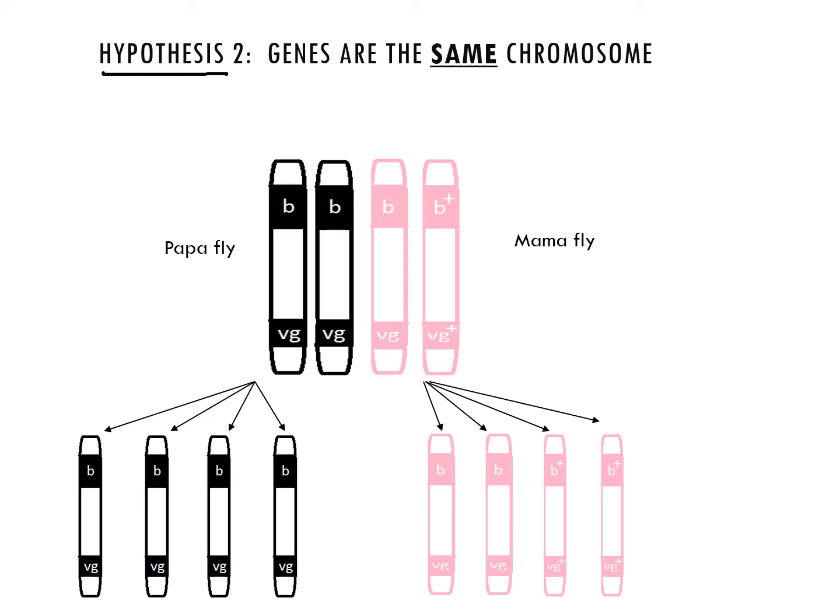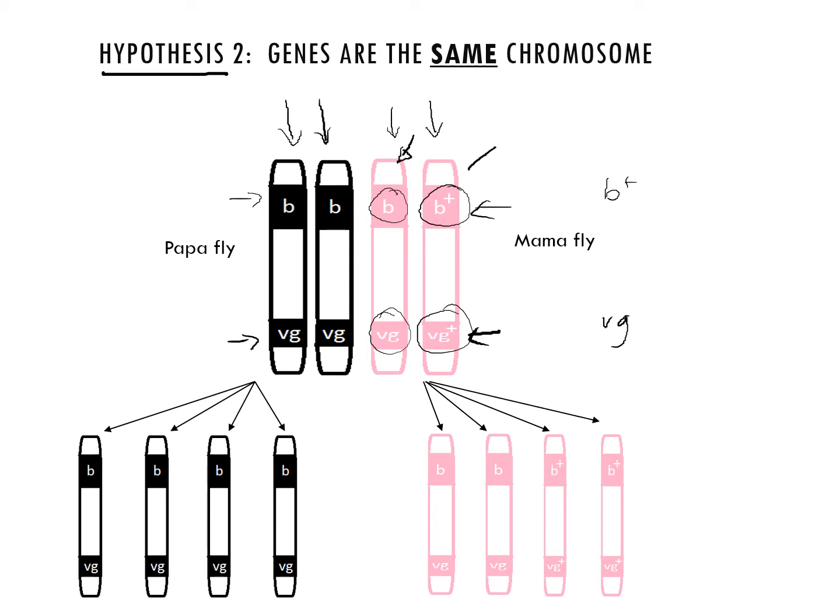So Papa Fly here is going to have 2 copies of that one chromosome that has both genes on it. And Mama Fly also has 2 homologous copies that have both genes on it, but they're going to be different from each other. So we've got our wild type on this one and the normal wild type on the other. We've got mutant and wild type on the other. And we do not have a combination where we would have B plus VG here because Mama Fly would have inherited this chromosome here from one of its parents and the other chromosome from the other parent.